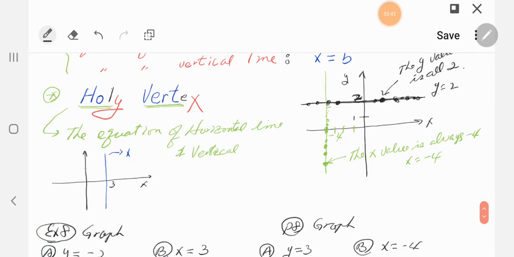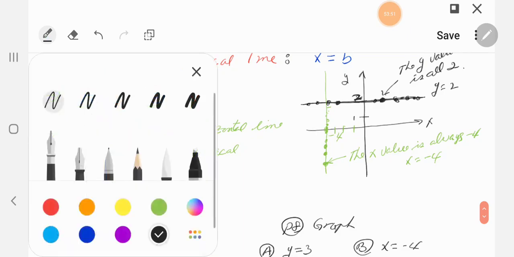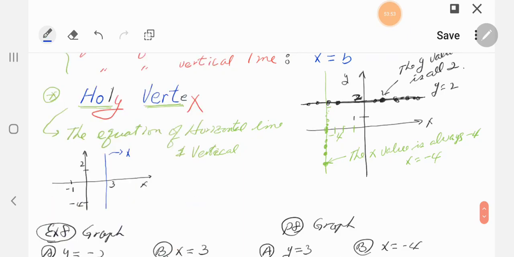Okay, so then here is 2. Here is, let's say, negative 1. Let's say this is negative 4. Let me draw a few more. So I will draw a line like this. Then what's the equation of this line? This is a horizontal line. So the equation of a horizontal line is holy, y equals the y value. What's the y value? 2.